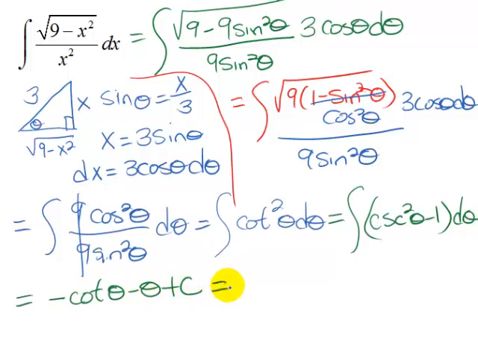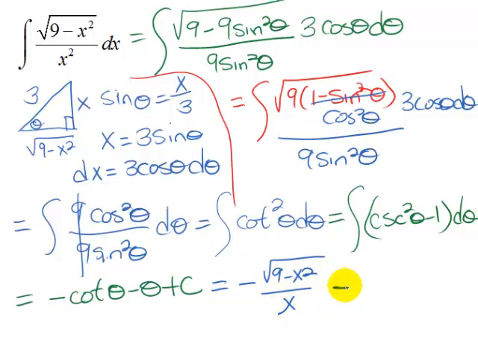Now the last thing we have to do is get this back in terms of x, and we use our triangle to do that. So we have negative, I need cotangent theta. Cotangent is adjacent over opposite, so that's going to be the square root of 9 minus x squared over x, minus, now I need theta.